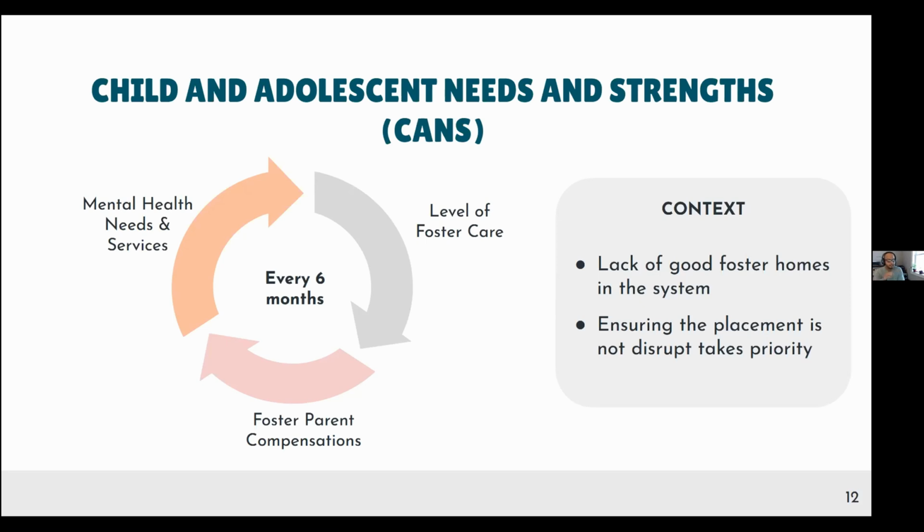But you might think that the cyclic process diagram is not quite accurate because it would mean that compensations are informing the mental health needs in the next cycle. And that is the muddy part. But a little bit of context first. There's a lack of good foster homes in the system. So the priority is always to ensure that a placement is financially supported and not disrupted.